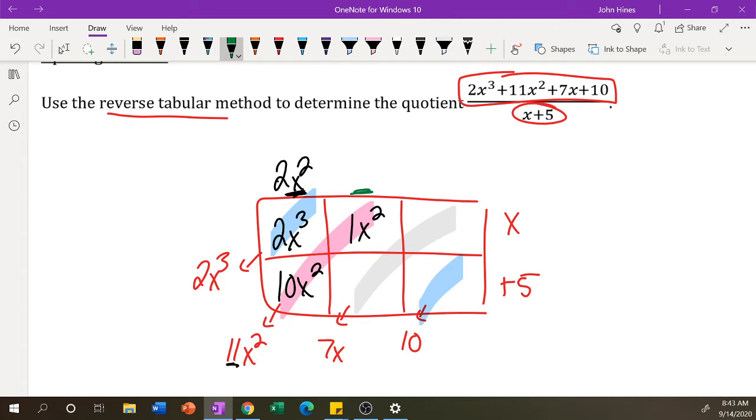Come on, Sparky. Come on, you can, there he goes. X times x is 1x squared.